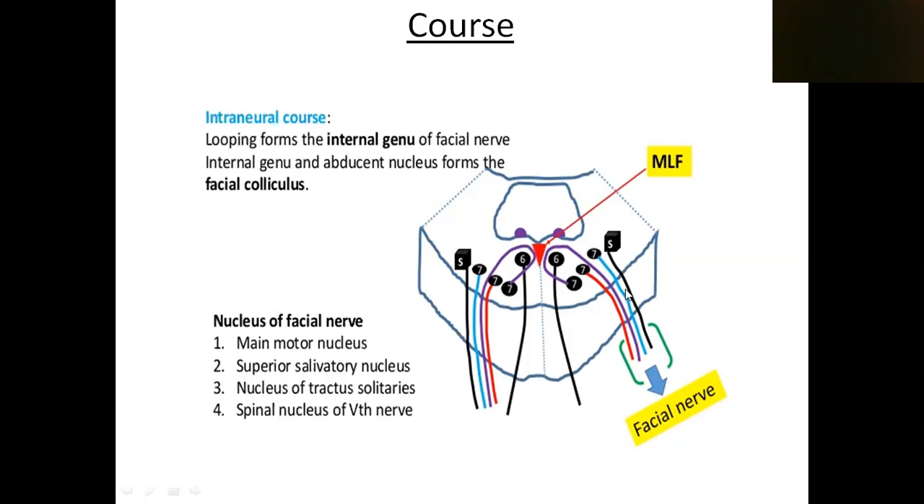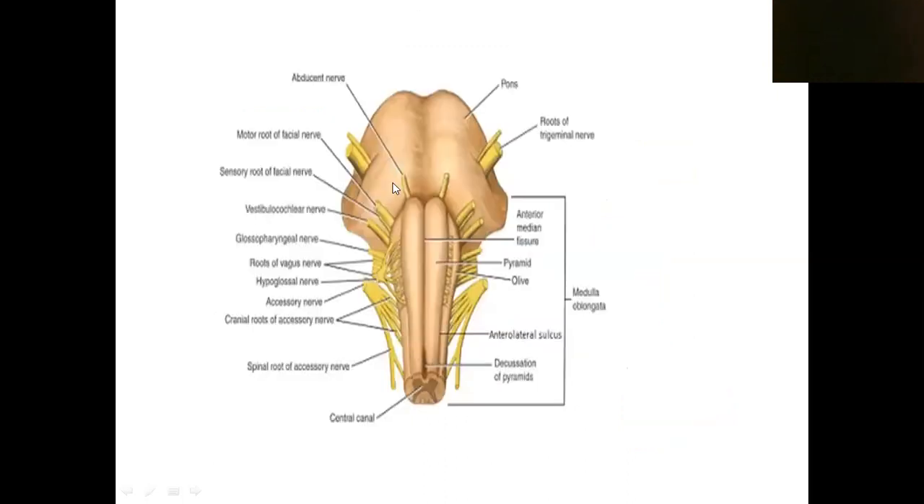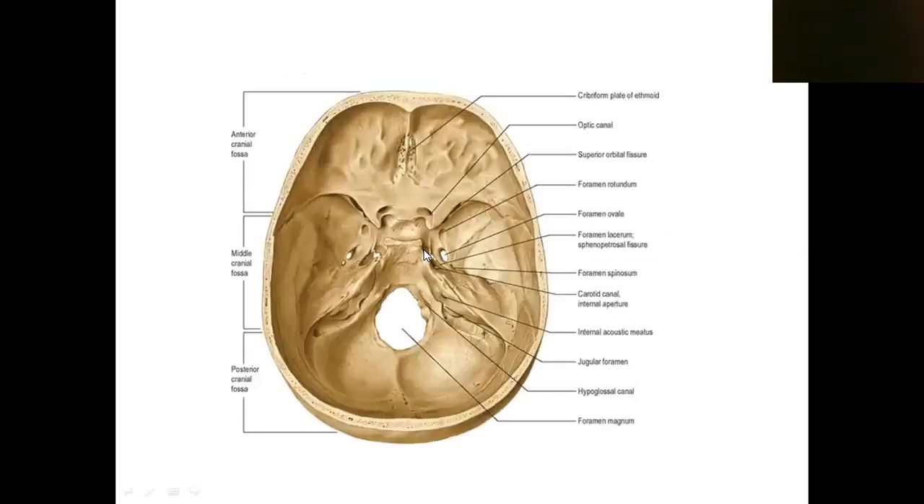It comes out from the pons as two roots, one large motor root and a small sensory root. From this anterolateral aspect of the pons, these two roots run anterolaterally in this direction to reach the internal acoustic meatus. Here we can see one canal; that one is the internal acoustic meatus.